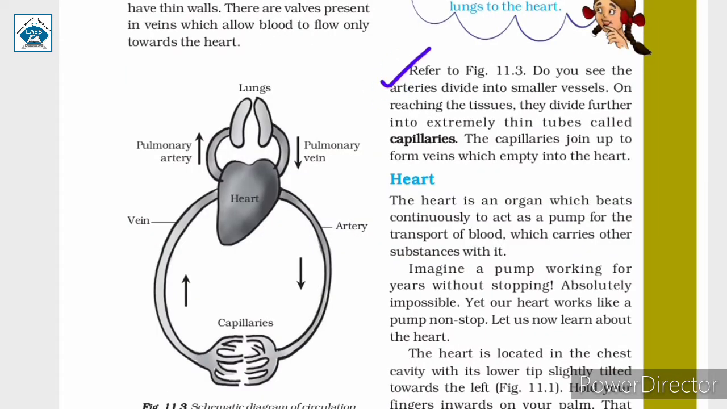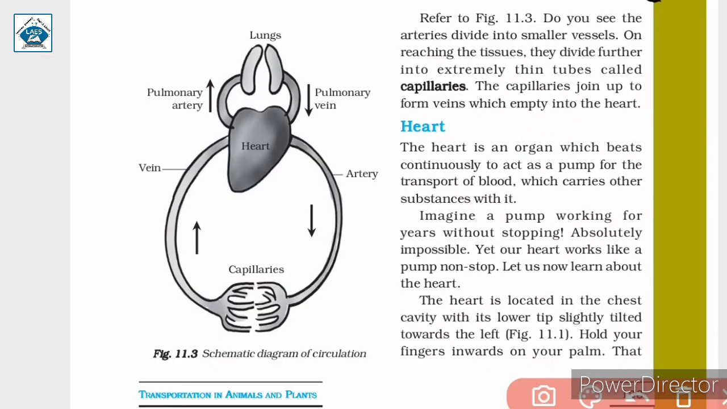Refer to figure 11.3. Do you see the arteries divide into small vessels? On reaching the tissues, they divide further into extremely thin tubes called capillaries. The capillaries join up to form veins which empty into the heart. In figure 11.3, we have the schematic diagram of circulation.